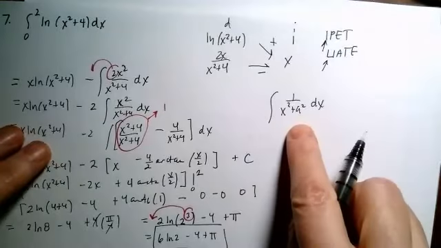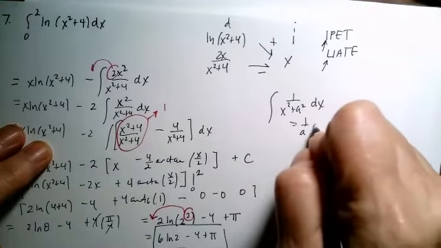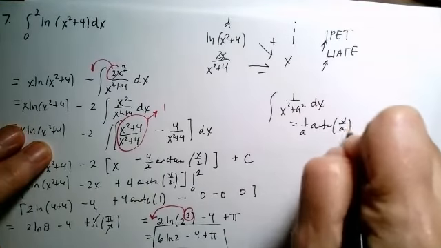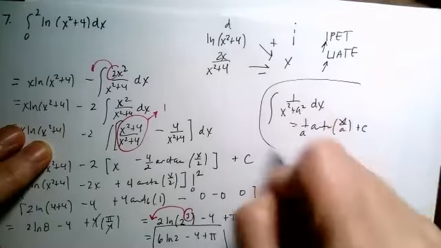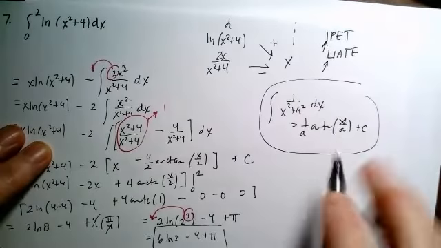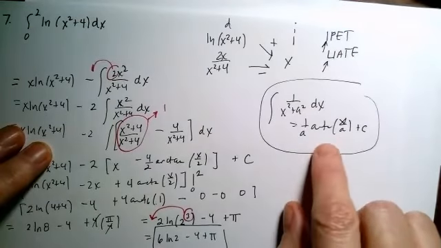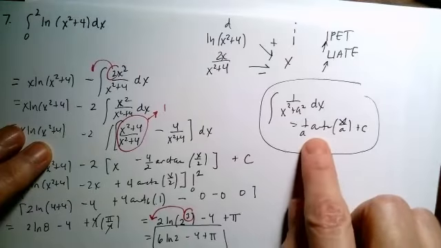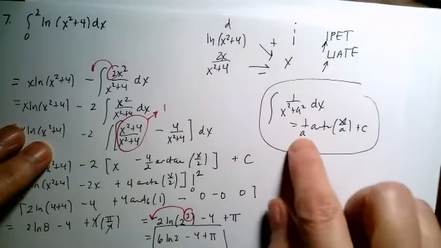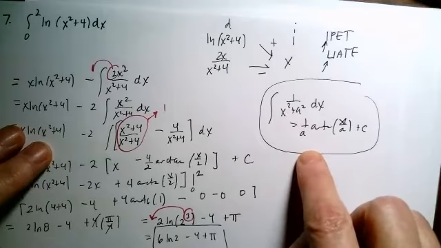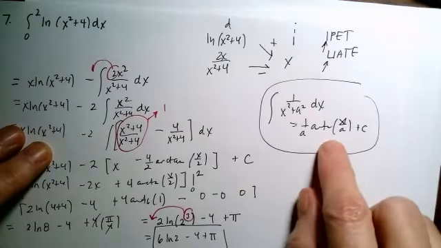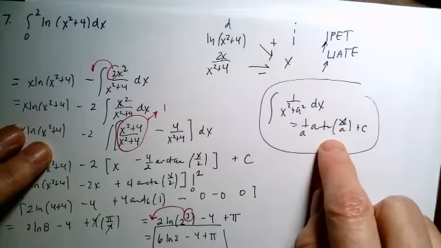Do you remember what this is? 1 over a arctan x over a plus a constant. You need to know that. That was on your first exam. That's the shortcut. You can also do it with a trig sub. I'm sure you've seen this before. If you're in my class, we saw this before.